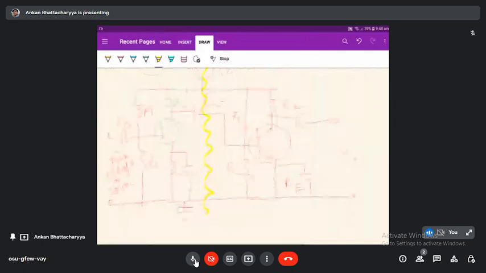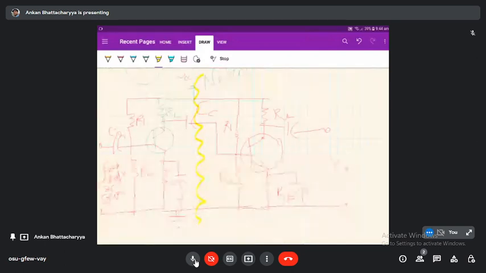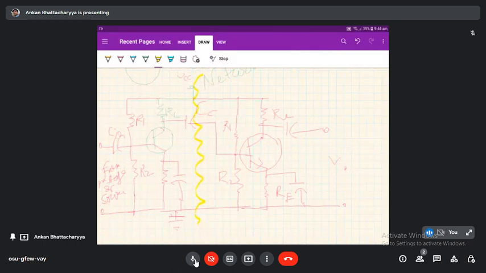Now I have to define the construction. The constructional details is nothing but here we use the two-stage RC coupled transistor amplifier circuit. The amplifier circuit has two transistors which are taken to be in CE mode, and a common power supply VCC is applied, and the voltage divider network is formed by the resistors R1 and R2 and RE. This is also RE. So these are two RE resistances.